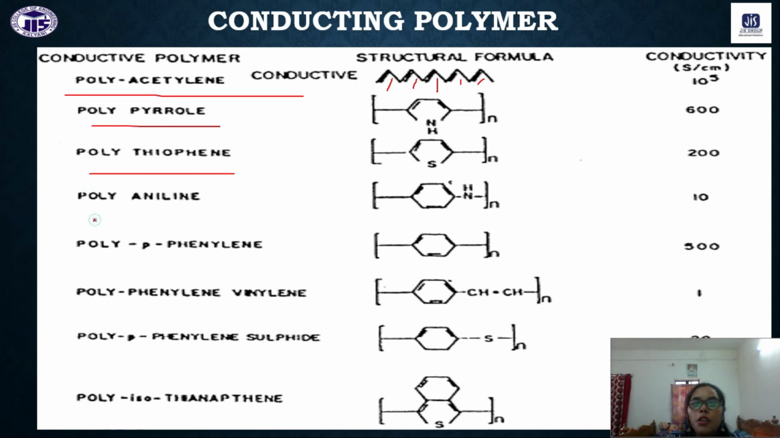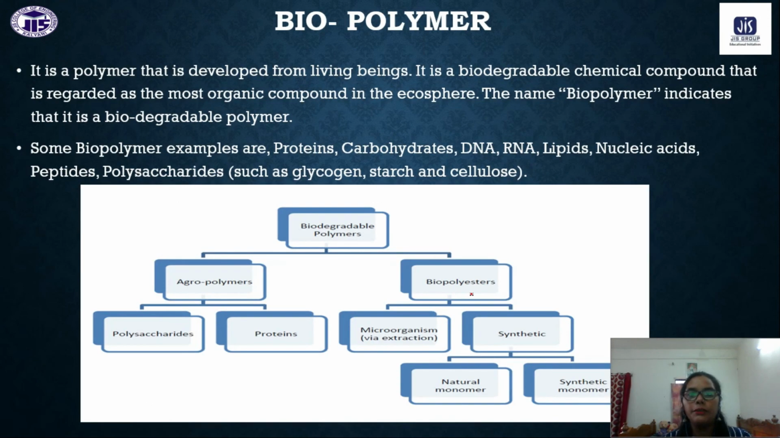Polythiophene, polyaniline, you can see here the alternate double bonds that we have. So all these conducting polymers have conjugated double or triple bonds, which is the main reason for their conductivity. Also from this portion you may be asked a question: give some examples of conducting polymers and write down their structures. Okay, next topic is biopolymer.